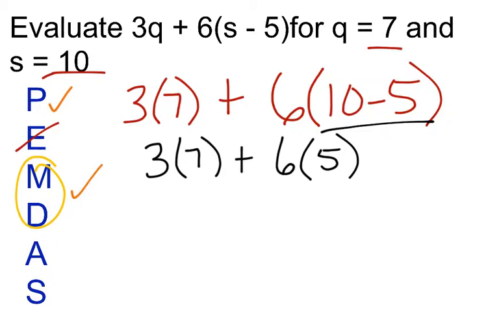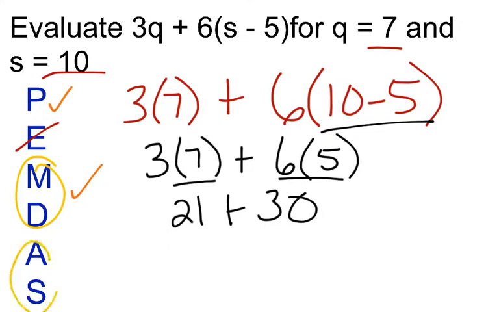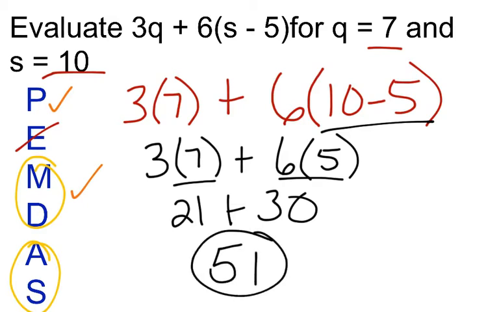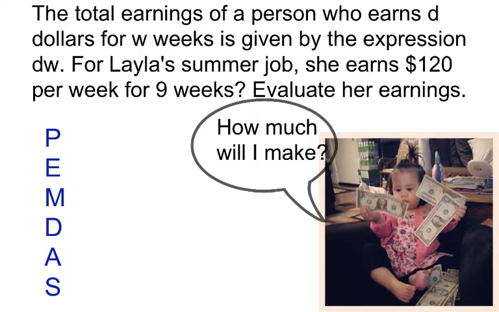So that gives me 3 times 7, which is 21, and 6 times 5, which is 30. Then, of course, I use addition and subtraction from left to right. 21 plus 30 is 51. And now I've completed all of my steps carefully. Now you can also use the distributive property to solve this expression, but in this case it was much easier to use your parentheses first. Let's look at a word problem.